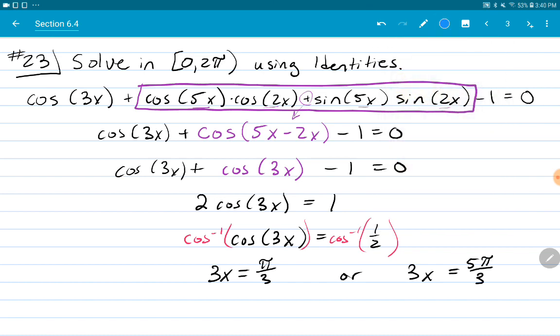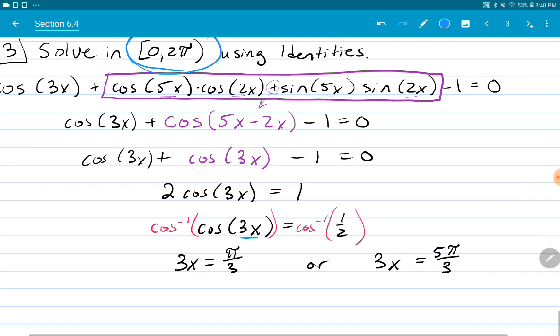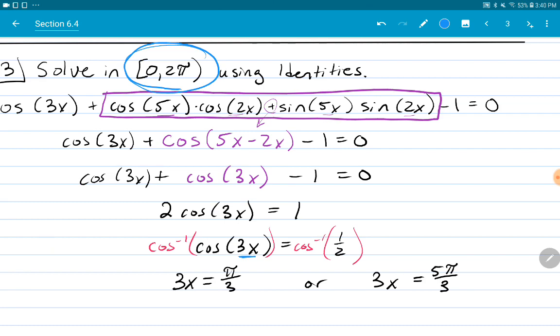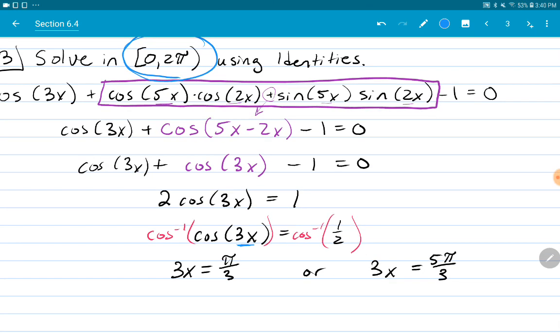Now, my 3x is kind of a big period, so I'm going to have a couple more repeats of this within this range. So even though I want to stay in that range, I'm going to express this in terms of all real numbers, and then we can reduce it to just our domain, because we're solving for x. So this solution for 3x will be plus any multiple of the period of cosine. And same with this one.